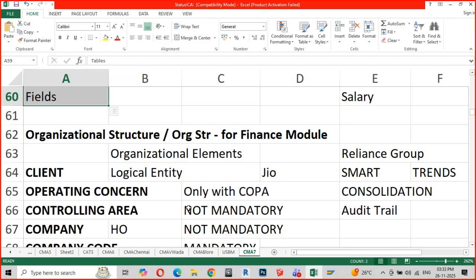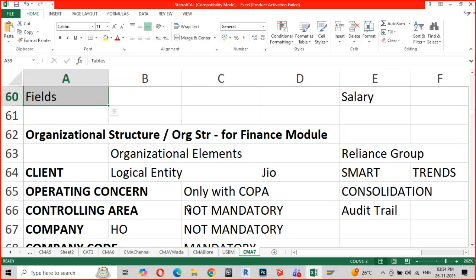Later, the module specific organizational entities go and form the organizational structure. For example, your company code is the basic necessity, the most mandatory creation as far as your finance module is concerned. Okay, so once you have done that, you have laid a foundation for your finance related activities.